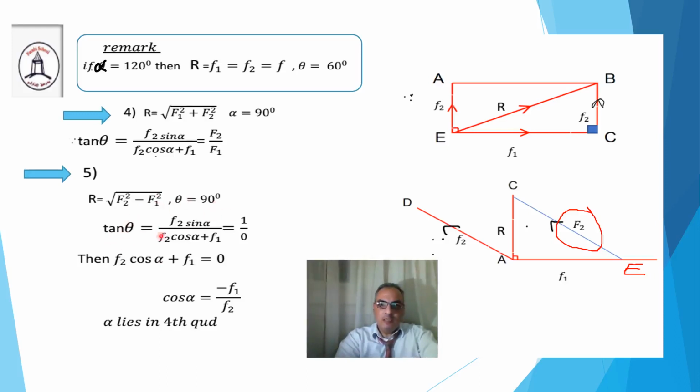Tan theta, tan 90 is undefined, 1 over 0. So the denominator will be equal to 0, and changing the sign, cosine alpha equals negative F1 over F2. Okay, this sign is negative, so alpha lies in the fourth quadrant.